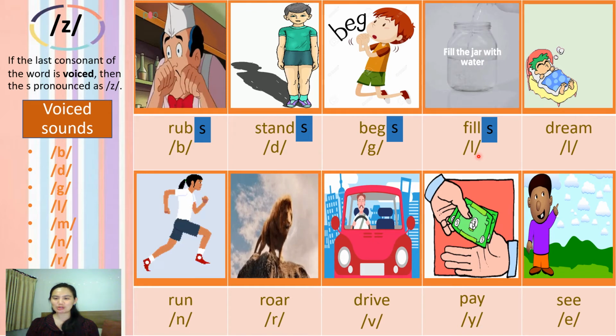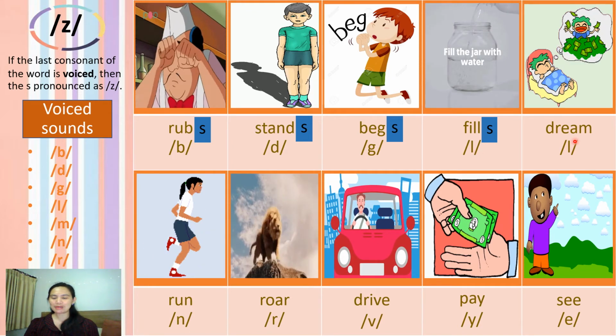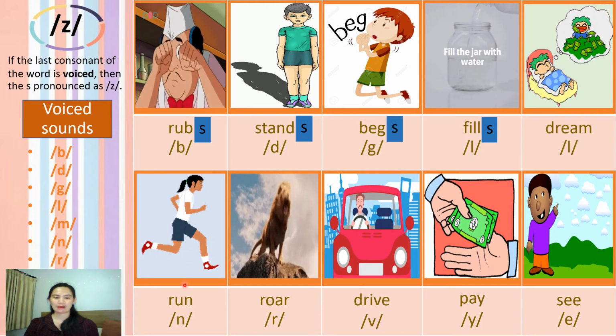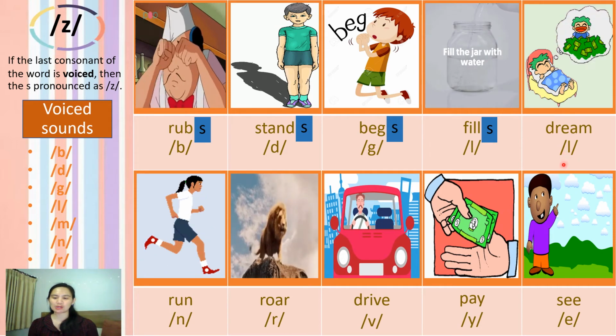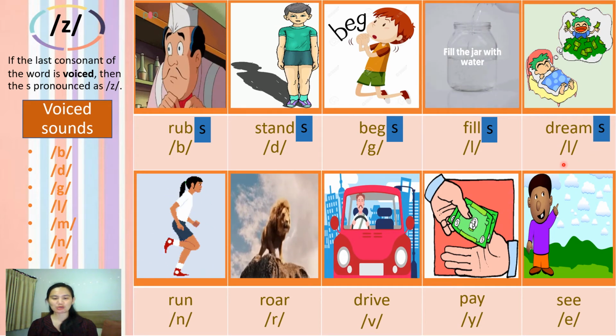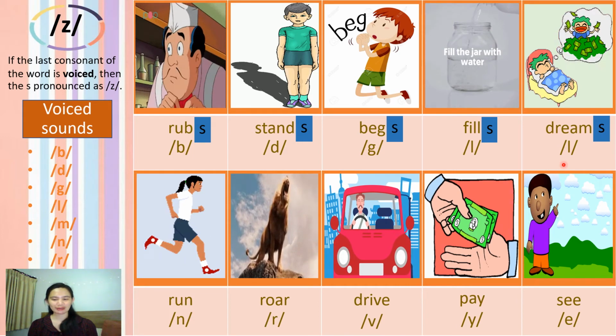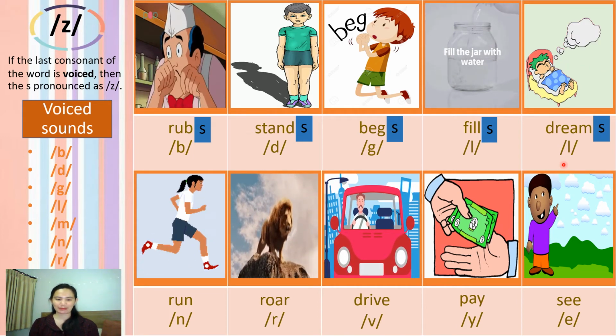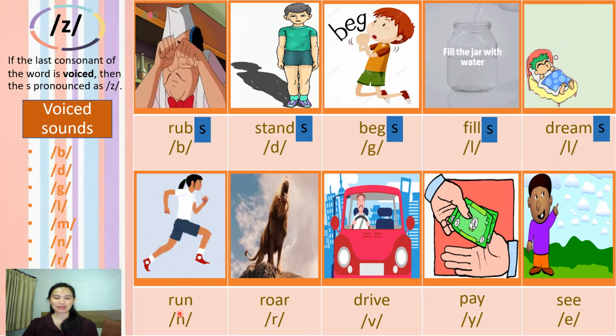Next word, the word is dream. The last sound is m. So we're going to put an s at the end. So we're going to read the word as dreams. Again, it's dreams.